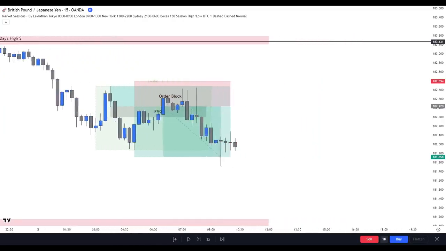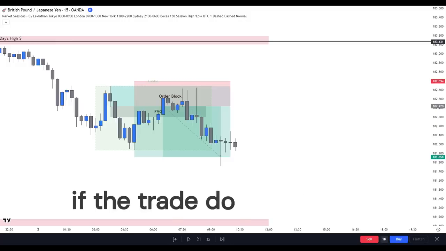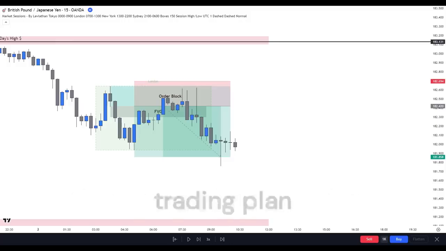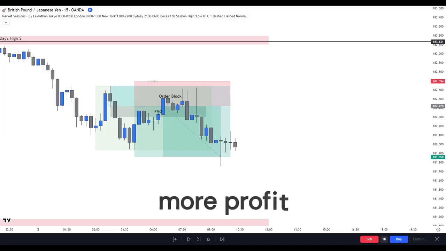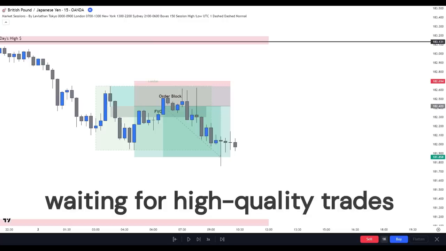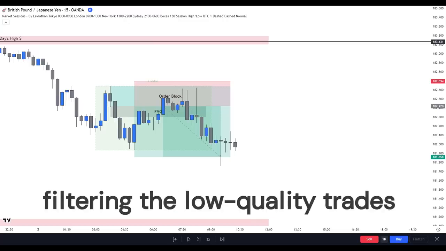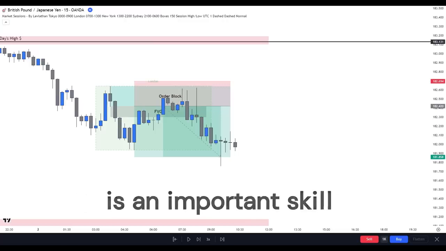Now these were some examples of how you can read the price action and market structure when the London kill zone begins. But remember, always be patient. If the trade does not align with your trading plan, you can always pass it. More trades do not mean more profit. So waiting for high-quality trades and filtering the low-quality trades is an important skill to develop.